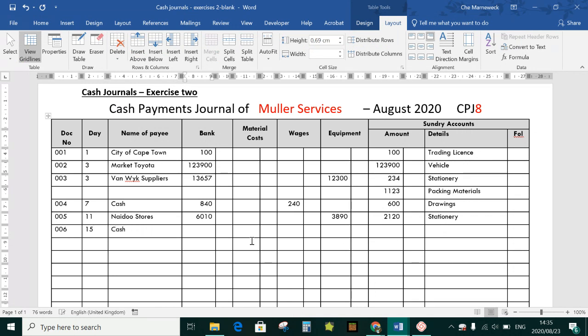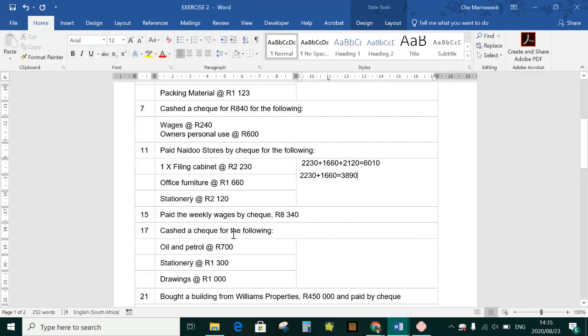Cash. We record our value, 8,340, which is going for wages. And so we have a column for wages, 8,340. And we're then able to move on to our next transaction, 007. And have a look and see.